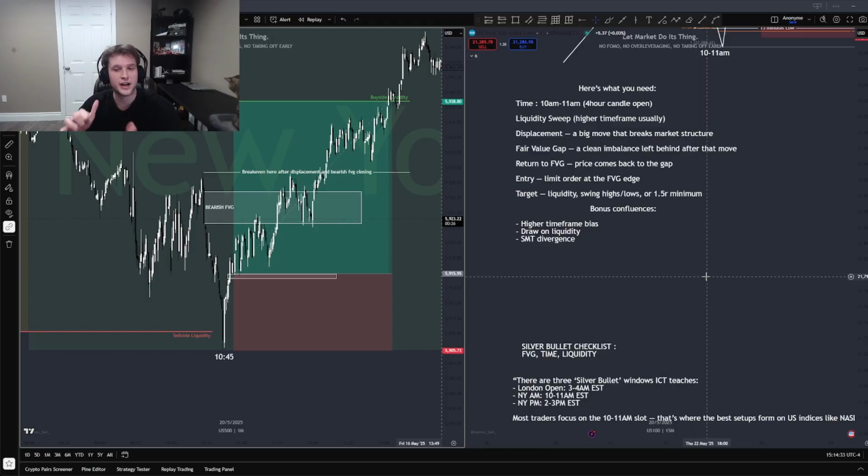Now, bonus confluence is a higher time frame bias, obviously a draw on liquidity. I usually do not take the trade if I don't have these two, any trade for that matter. And an S&P divergence is big. This is the best one you could get.